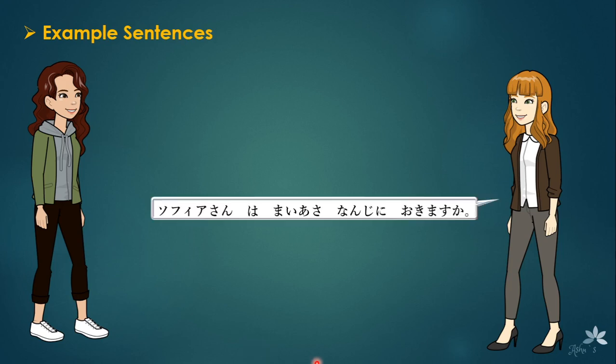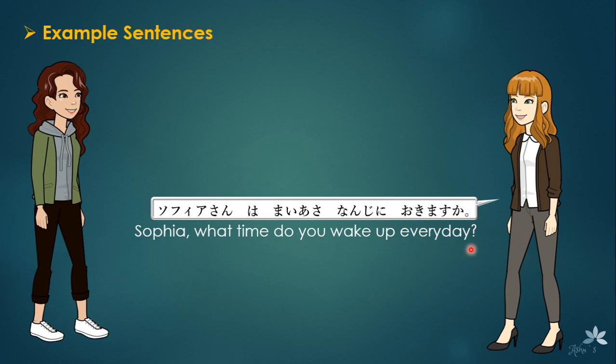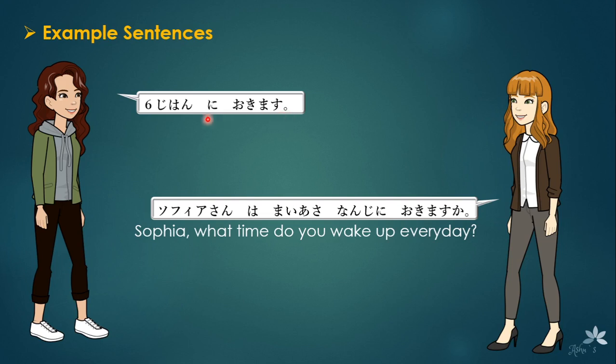Let's look into a few more examples. Sophia-san wa mai asa nanji ni okimasu ka? So she's asking, Sophia, what time do you wake up every day? Sophia replies, 6時半に起きます。Friends, here I have omitted watashi wa in the sentence. You have to understand, when the subject is not given, it's always watashi wa. 6時半に起きます。I wake up at 6:30.